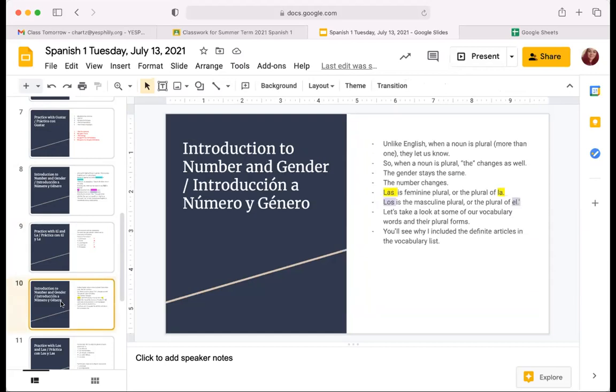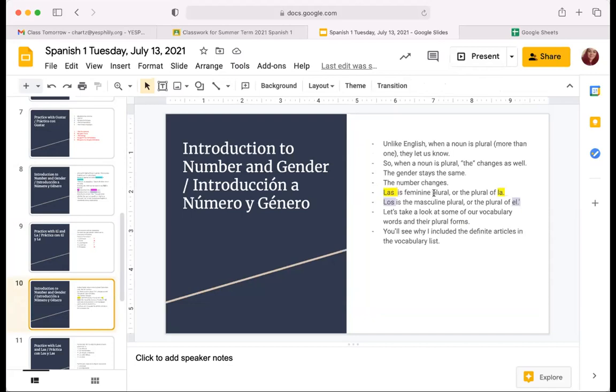So, moving on to the next one. Unlike English, when a noun is plural, so we're talking about more than one, they let us know. So when a noun is plural, the article changes as well. The science and the sciences have two different articles. So we'll go through it. The gender stays the same. The gender doesn't change, but the number changes.